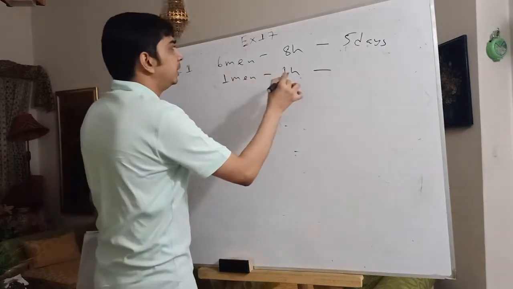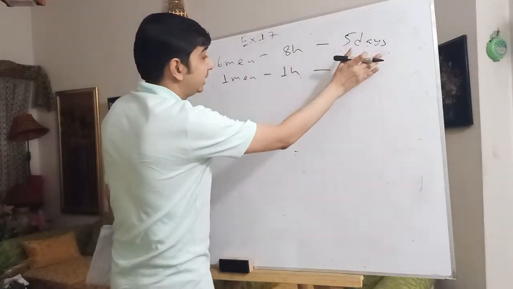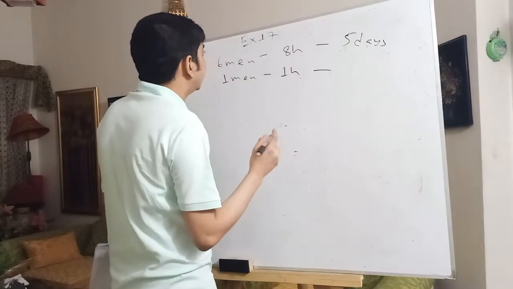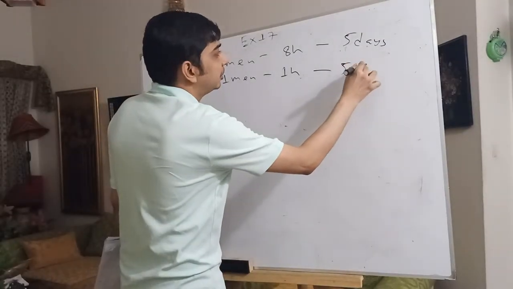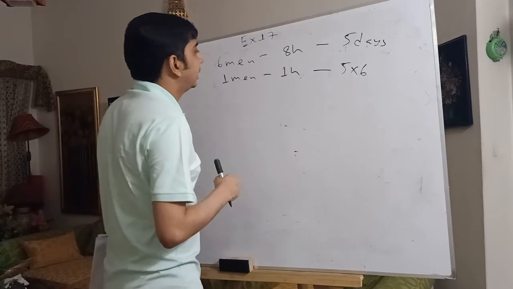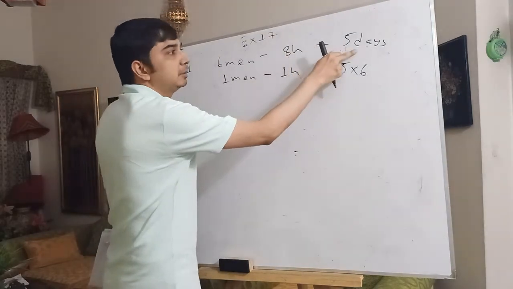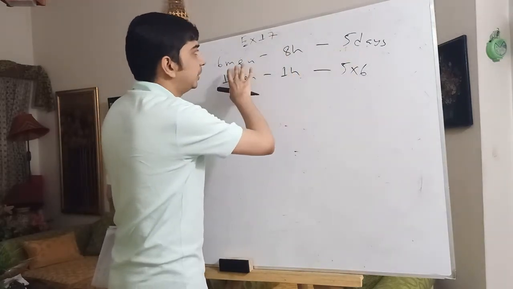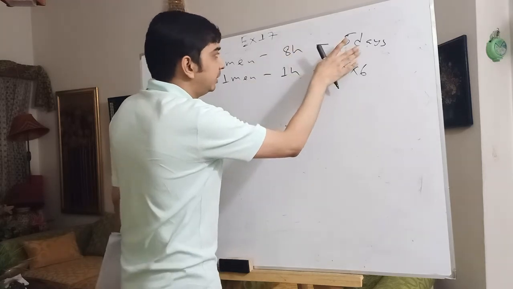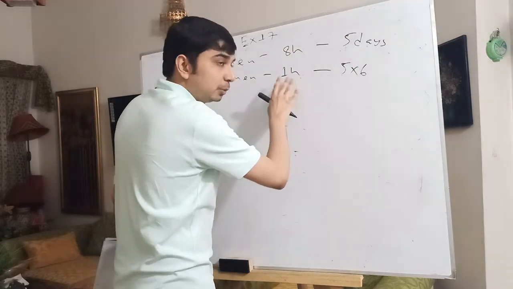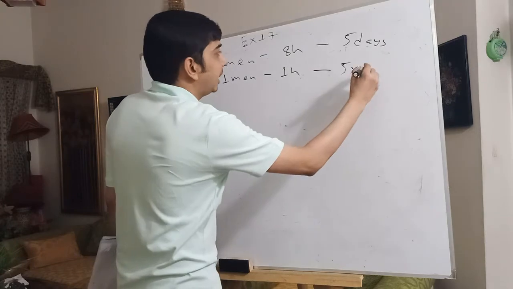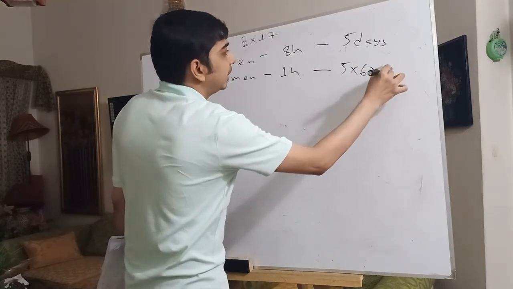So for 6 men, if it takes 5 days, 1 man is going to take more. So 5 into 6. Okay, so 8 hours, if it takes 5 days for 6 men, then for 1 hour it is going to take more time. So into 8, this many days.